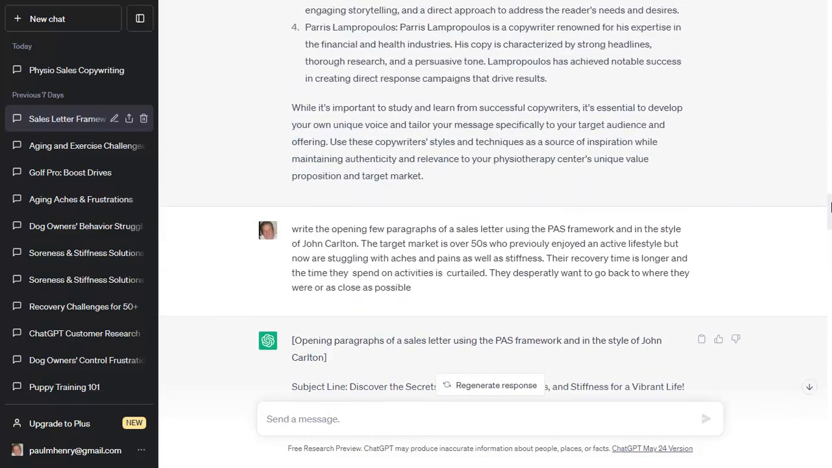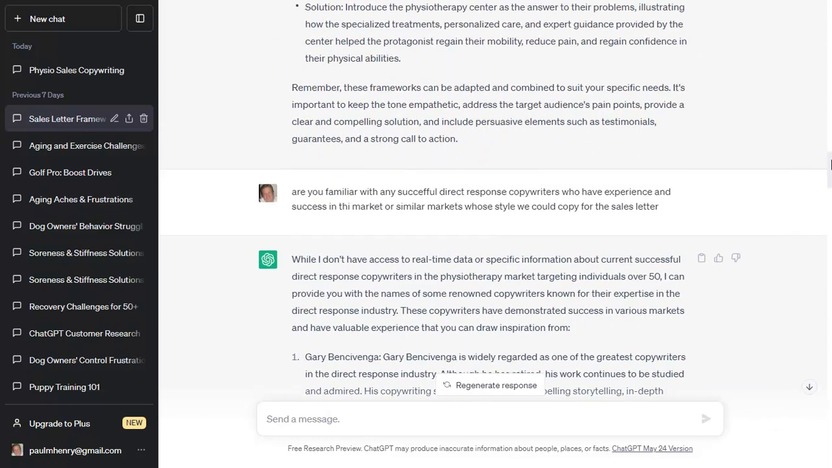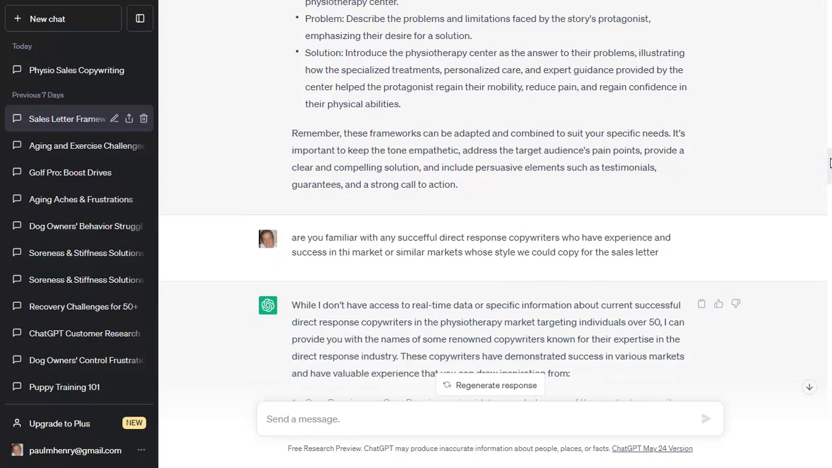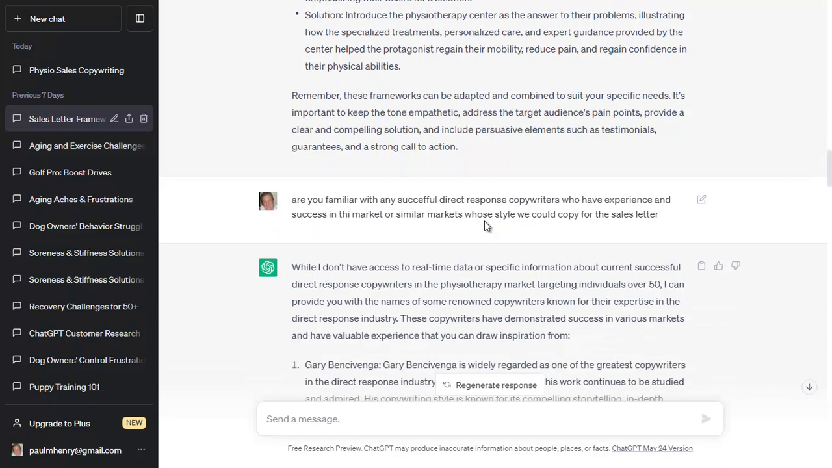So here we go. I'm scrolling all over the place. Here we are. Are you familiar with any successful direct response writers who have experience and success in the market or similar markets whose style we could copy for the sales letter? You cannot ask ChatGPT for an opinion. So it says we don't have access to real-time data or specific information about current successful direct response copywriters. But it does have information on the copywriting styles in the past.